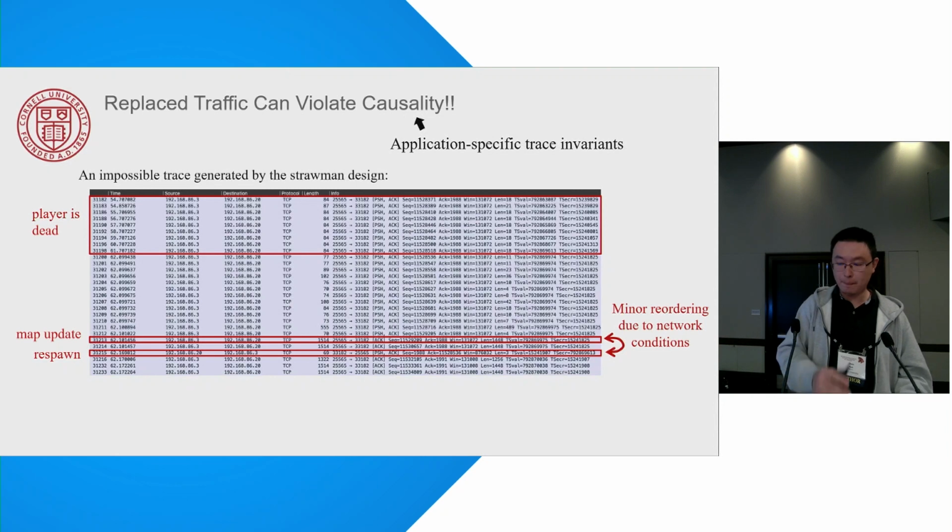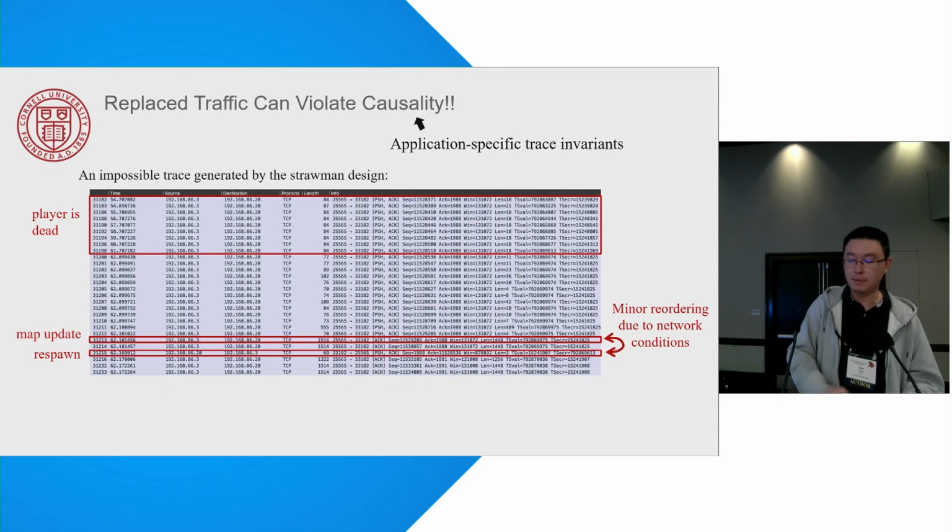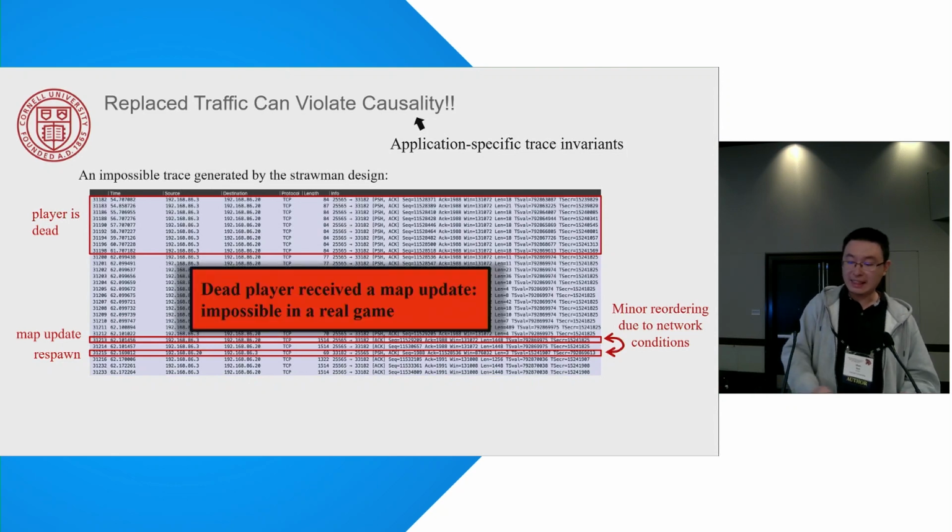We can see that at the beginning of the trace, the player is dead, and near the end of the trace, we can see a map update before a respawn event, which indicates the player received the map update before it got respawned. So a dead player received a map update, which is impossible. This is caused by some minor reordering due to the network condition when following the template.